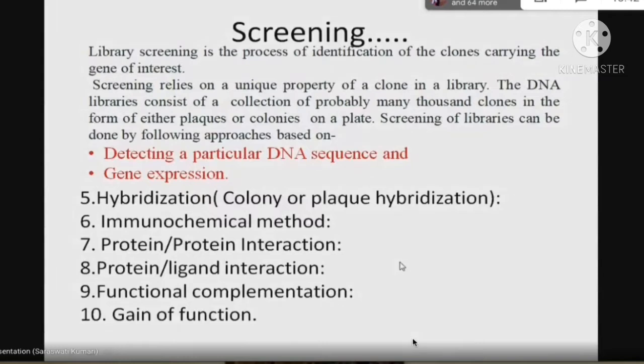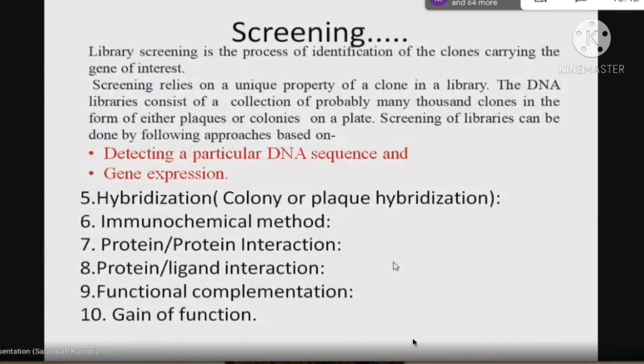Protein-protein interaction. Suppose you know one protein and you are thinking that in that organism their complementary protein must be present. So you have cloned all the genes of that genome into E. coli. You have prepared a genomic library. So one protein you can immobilize, bind in some matrix, and then one by one you can add some proteins from the different colonies. In this way you can find their partner proteins.